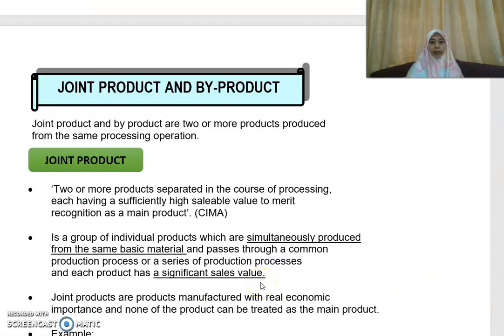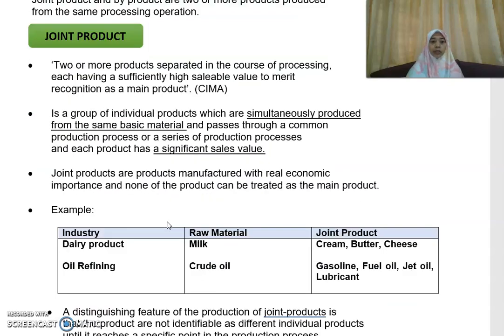Okay, what is joint product and byproduct? Joint product and byproduct are two or more products produced from the same processing operation. First, we will look into joint product. Joint product is defined as two or more products separated in the cost of processing, each having a sufficiently high saleable value to merit recognition as a main product. It is a group of individual products which are simultaneously produced from the same basic material and pass through a common production process or a series of production processes, and each product has a significant sales value.